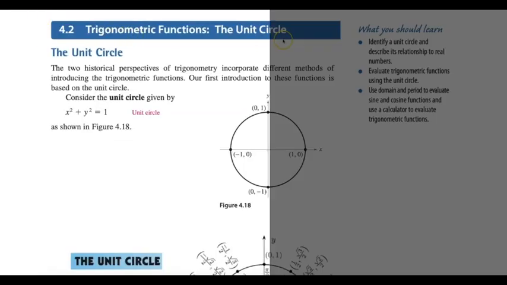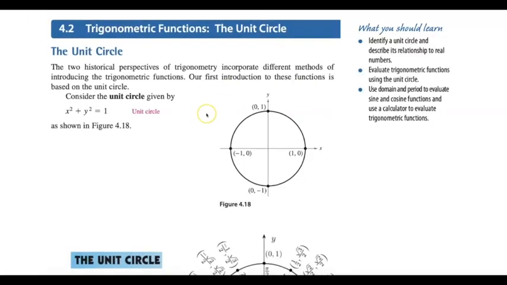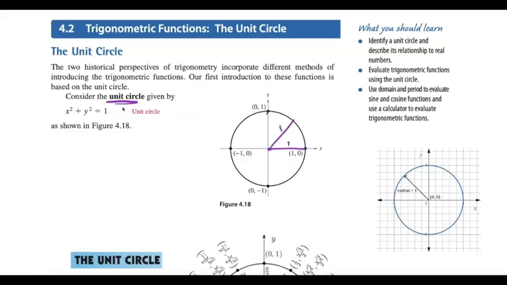4.2, the unit circle. This is a big one. This one we're talking all about the unit circle. First, what is a unit circle? It's exactly what it sounds like. It's a circle with a radius of 1. In each direction, if you just go 1, you make a circle with a radius of 1.